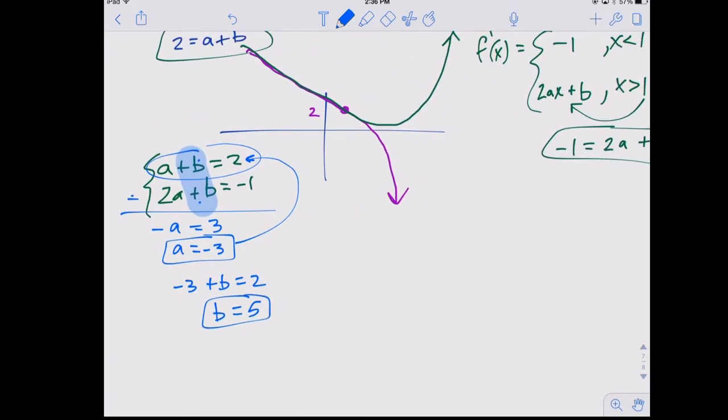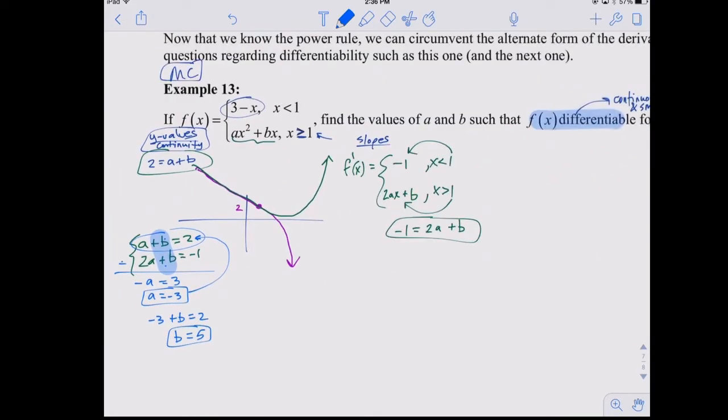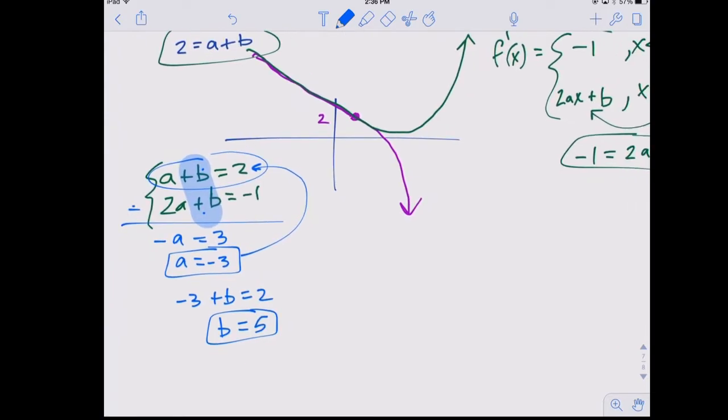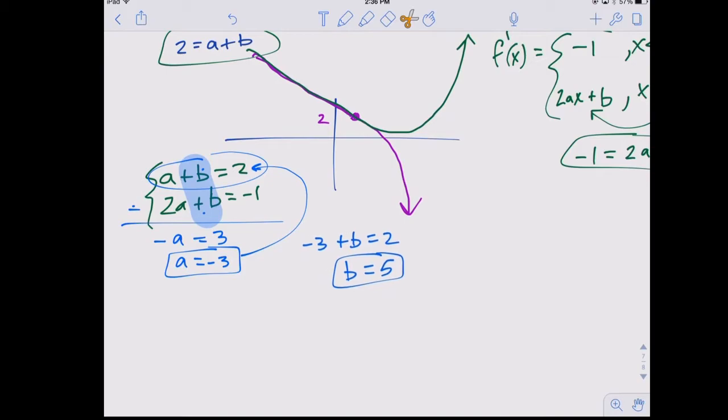And once you have the values of a and b, that's all the question asks you to do. You're done. On a free response, you would just find them. If you write below the a equals negative 3, it's okay to box it. If not, do it off to the side. And then the bottom line is your answer.